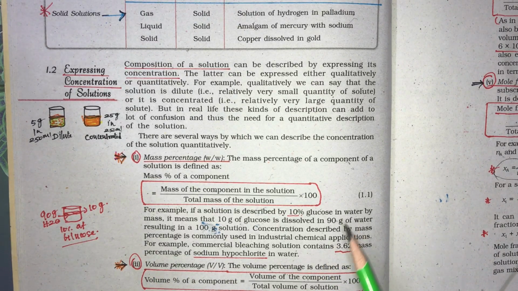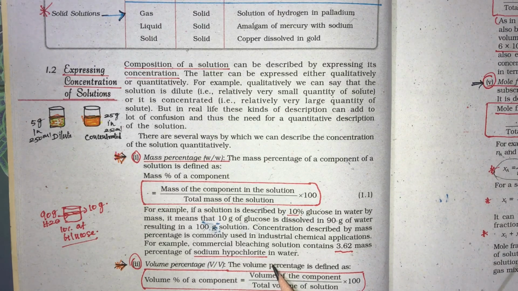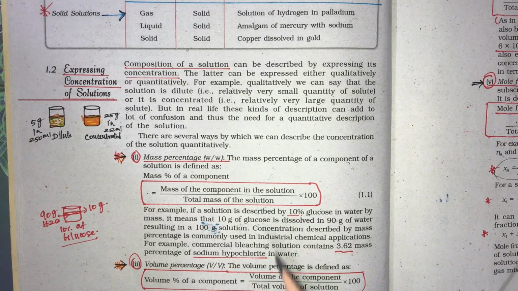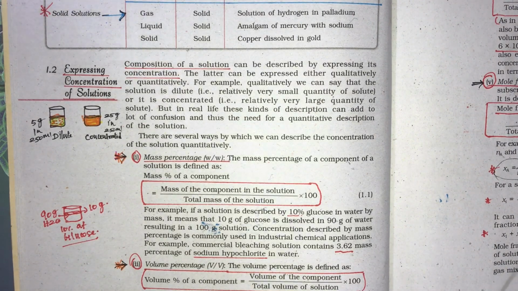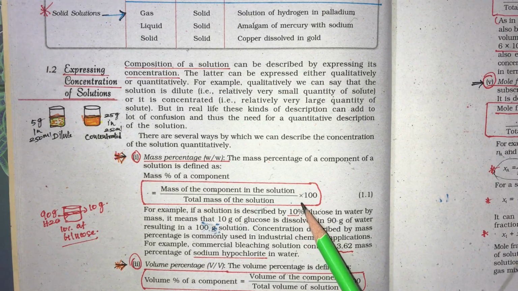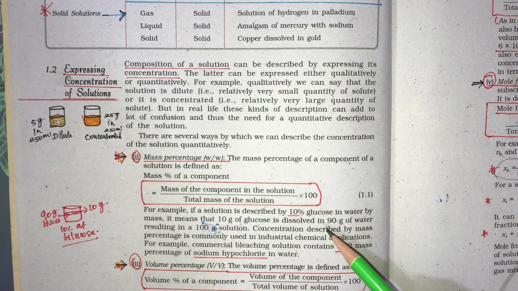This is helpful in industrial chemical applications. Commercial bleaching powder contains 3.62 mass percentage of sodium hypochlorite in water. It may be of 100 grams. So it is used for measurement in industries. Mass percentage is the mass of the component in the solution divided by the total mass of the solution, into 100. The component with the solvent gives the total weight of the solution.